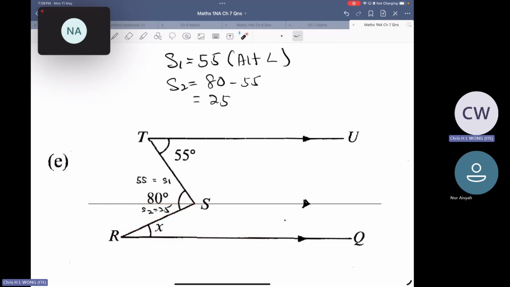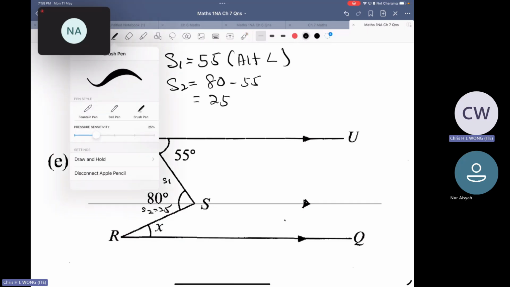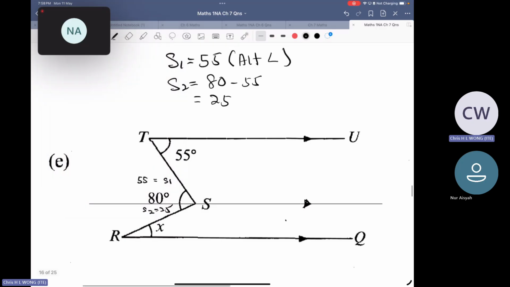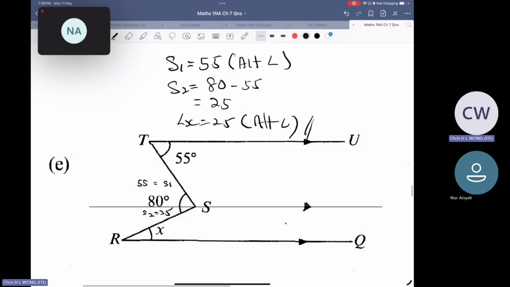25, yeah. So by drawing a line, you created the angle yourself, and then you can find the answer. So angle S is equals to 25, and your reason is alternate angle. Finish. So X is done. Easy, right? You created the angle to find the answer. It's not there, but you created it.